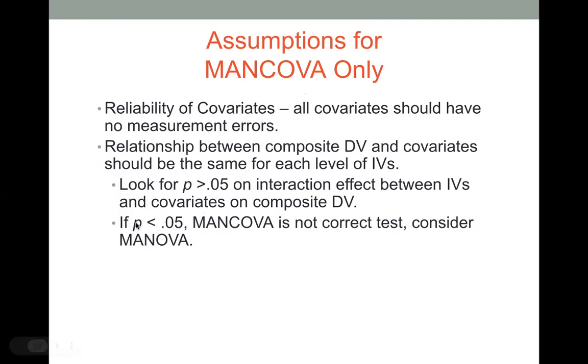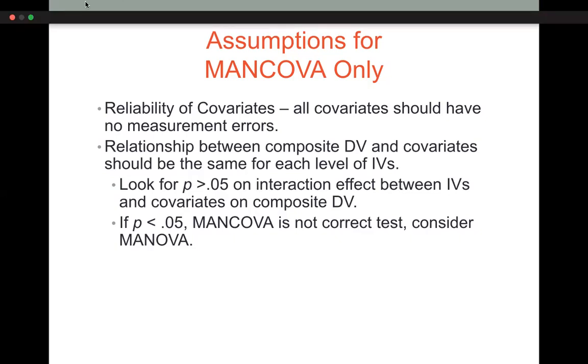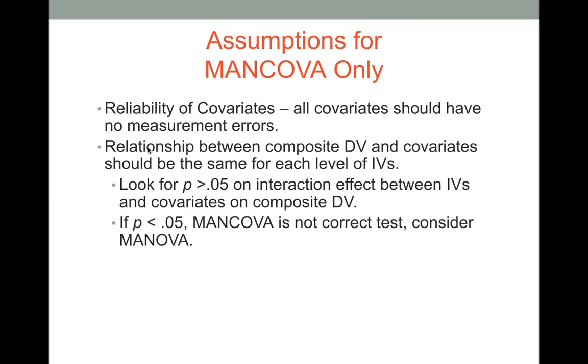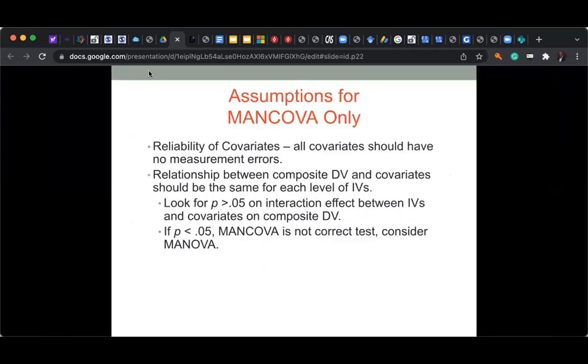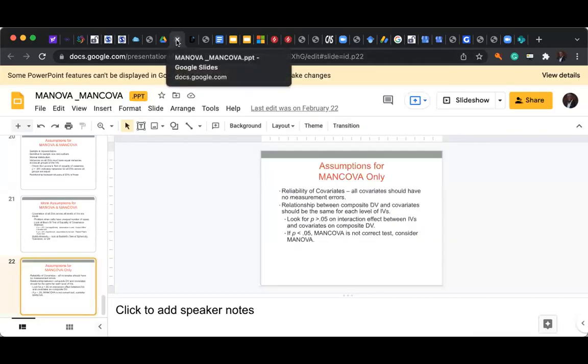So if p is less than 0.05, MANCOVA is not the correct test; consider ANOVA. So you have to look for p to be greater than 0.05 on the interaction effect between the IVs and covariates on the DV. All these things are complex, but basically assumptions will help you a lot to figure out if this is the appropriate test you should be using.